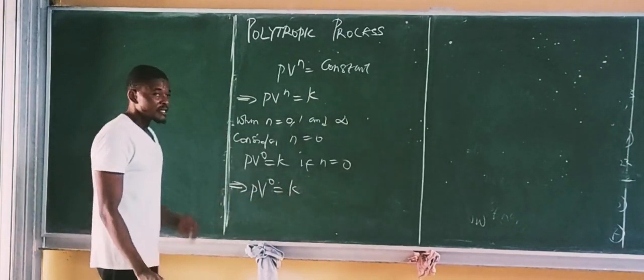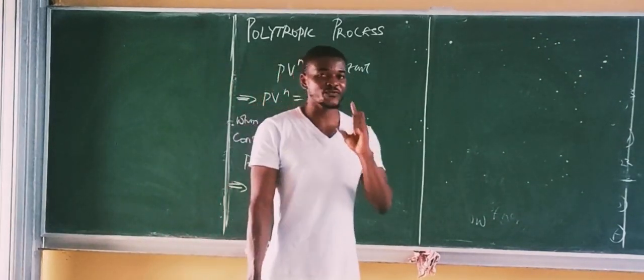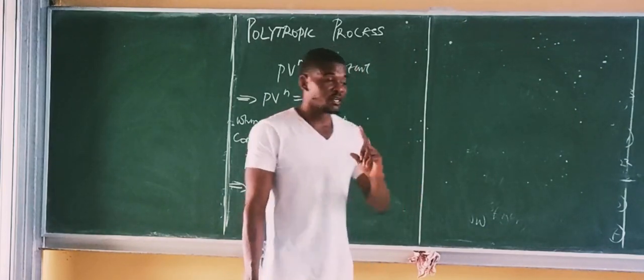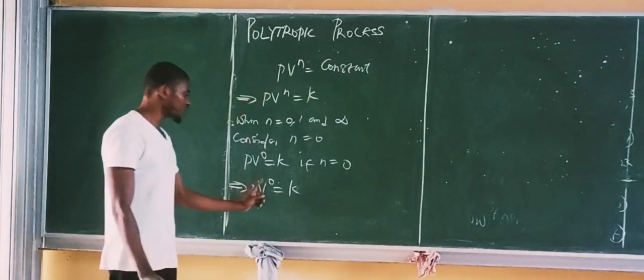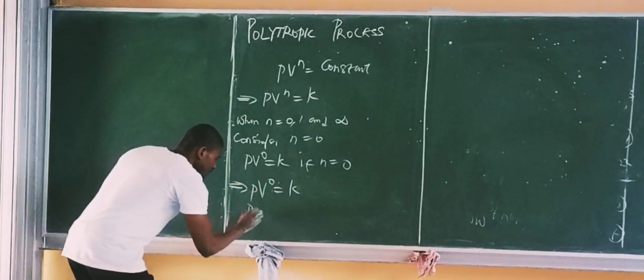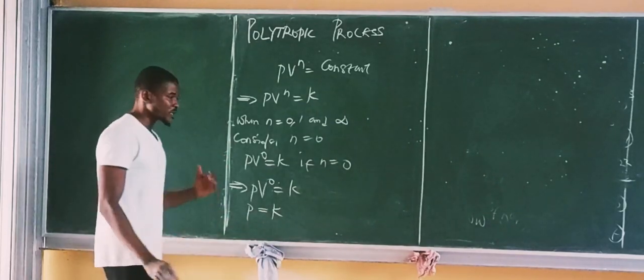Constant K. And remember, in mathematics, any variable apart from 0 raised to the power of 0 is actually 1. So therefore, V^0 is what? 1. So we are going to have that P is now equal to what? Constant. Okay, P is now equal to K.